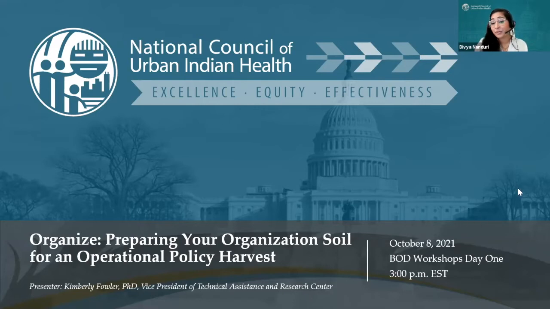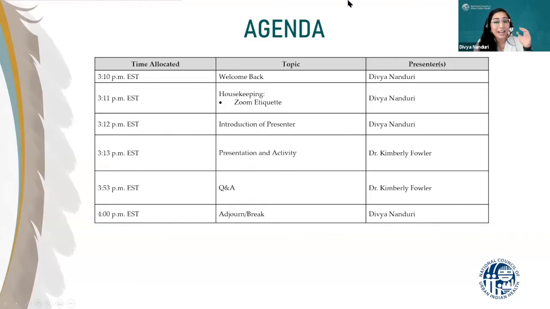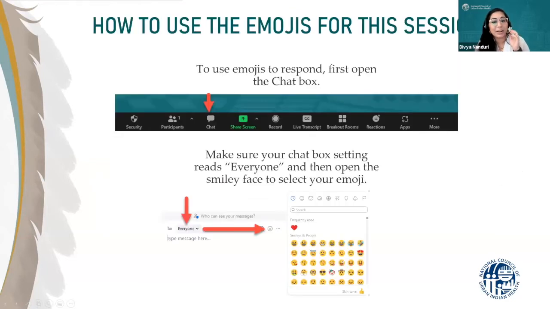We hope you all had a very relaxing break as we jump into our second session of the Board of Directors workshops, Organize, Preparing Your Organization's Soil for an Operational Policy Harvest. Here is a look at today's agenda. We will end promptly at 4:00 p.m. Eastern Standard Time, 1 p.m. Pacific, and move into the final 10-minute break for today.